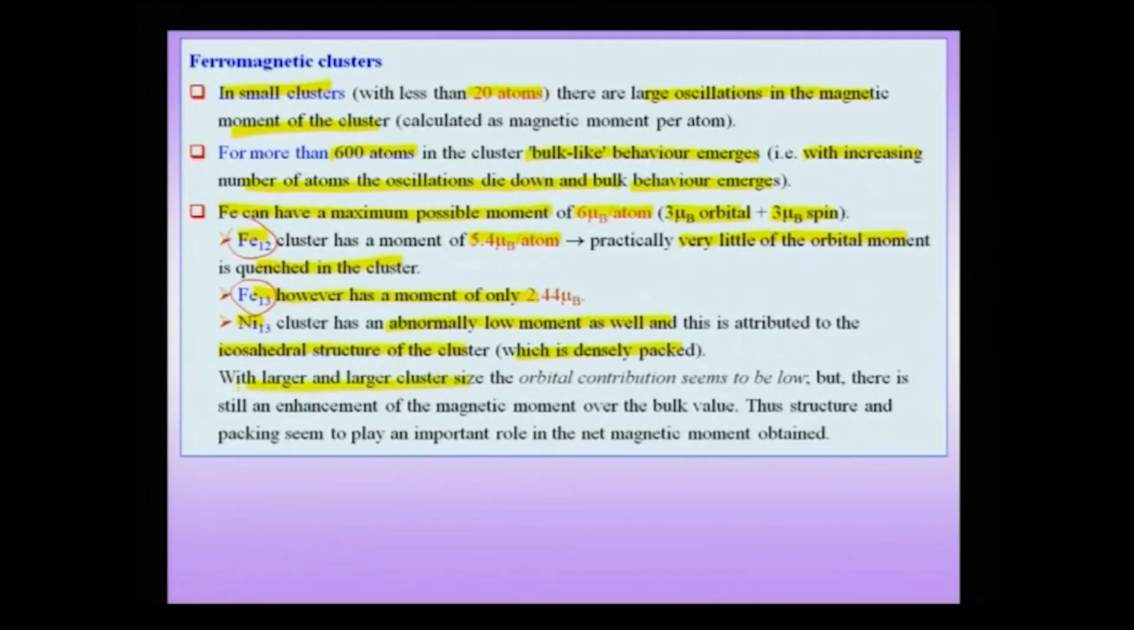With larger and larger cluster size, the orbital contribution seems to be low, but there is still an enhancement of the magnetic moment over the bulk value. This we had noticed before, because this is purely coming from the reduction in size. The structure and packing method seem to play an important role in the net magnetic moment obtained when you are talking about these clusters of magnetic atoms.